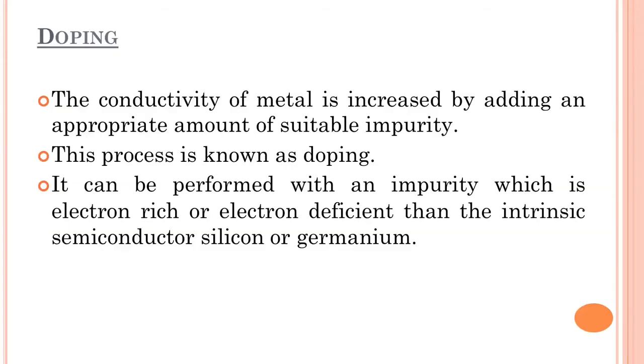Now, doping. The conductivity of a semiconductor is increased by adding an appropriate amount of suitable impurity. This process is known as doping. It can be performed with an impurity which is electron rich or electron deficient compared to the intrinsic semiconductor, silicon or germanium. Example: if sodium chloride is doped with 10 power minus 3 mole % of strontium chloride, what is the concentration of the cation vacancies? So, 1 cation of strontium creates 1 cation vacancy in sodium chloride.